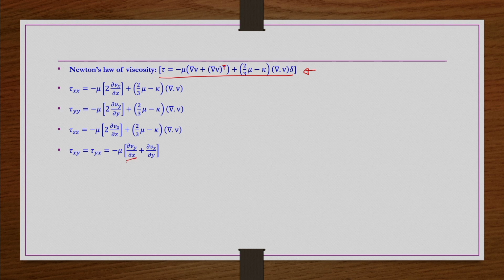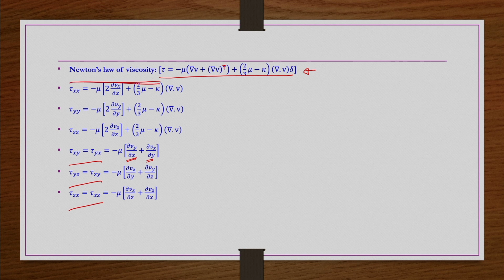This is nothing but your del v, and this is nothing but del v transpose. Then similarly tau yz is equal to tau zy is equal to this one, and then tau zx is equal to tau xz is equal to this one. So, these are equal, we can say, only for Newton's law of viscosity, when it is valid. Okay. And then del dot v in the end is nothing but dou vx by dou x plus dou vy by dou y plus dou vz by dou z.